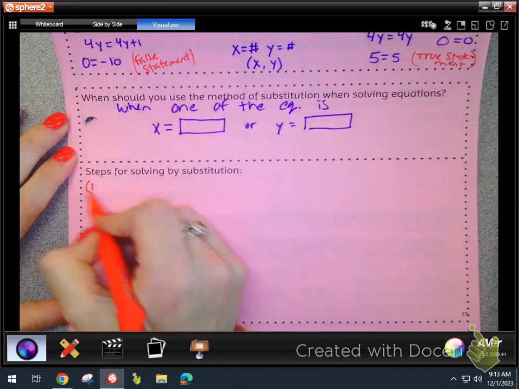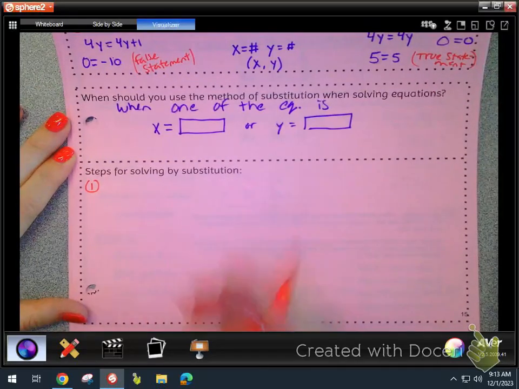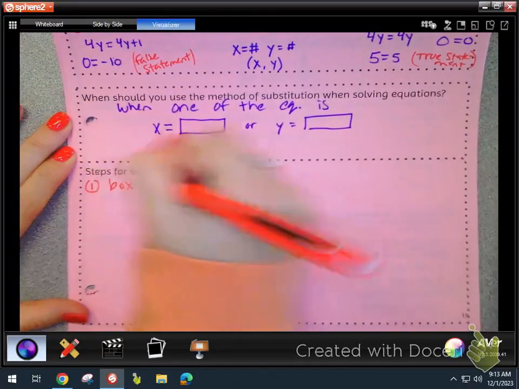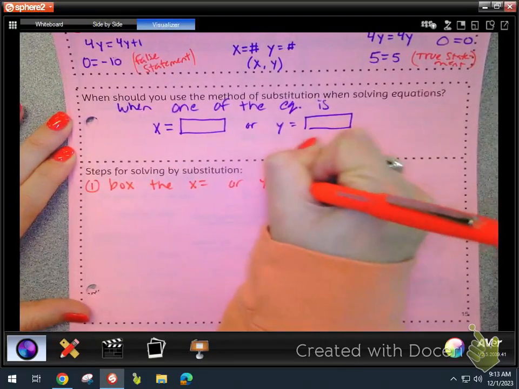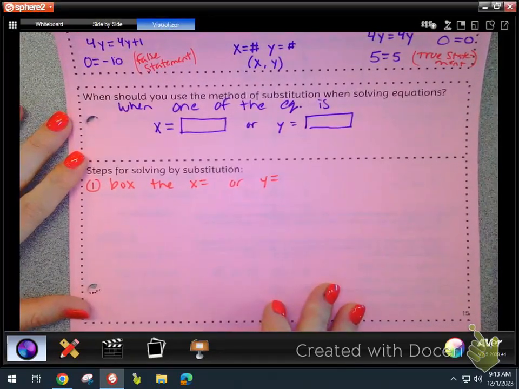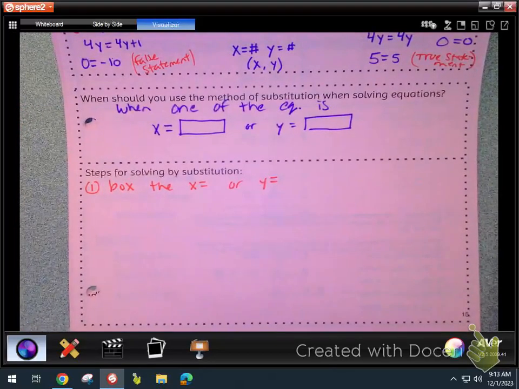All right, step number 1. First thing we're going to do is box the x equals or y equals part. Whichever one it is, we're going to draw a box around what goes after the equals. So x is equal to, box that expression. y is equal to, box that expression. So start by boxing it.